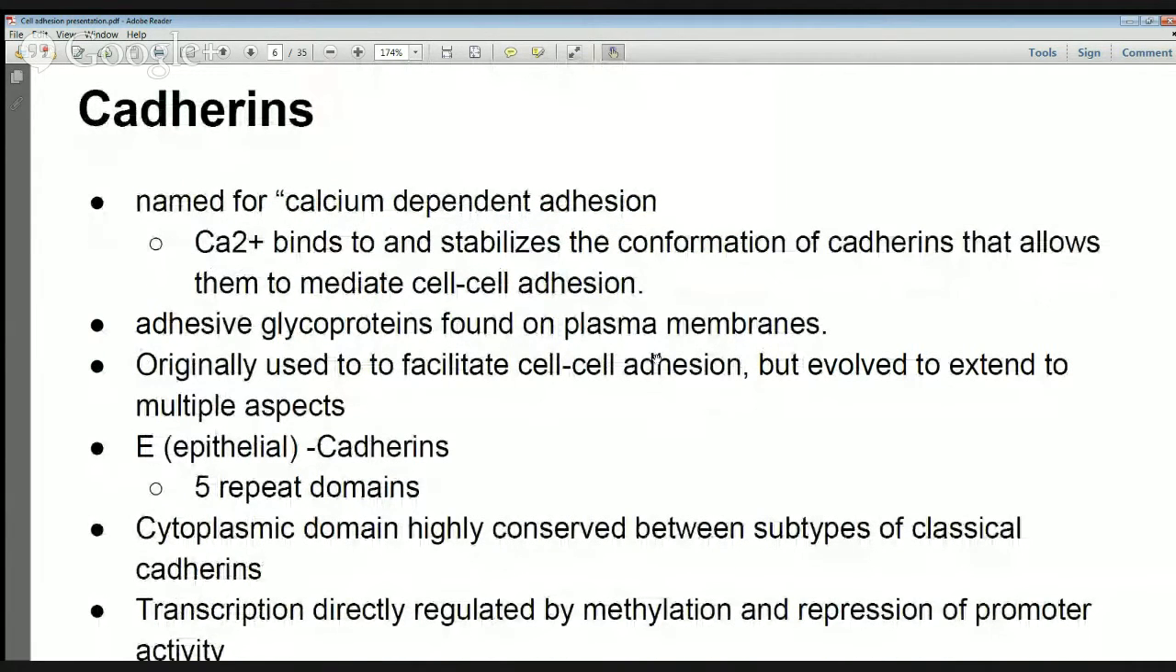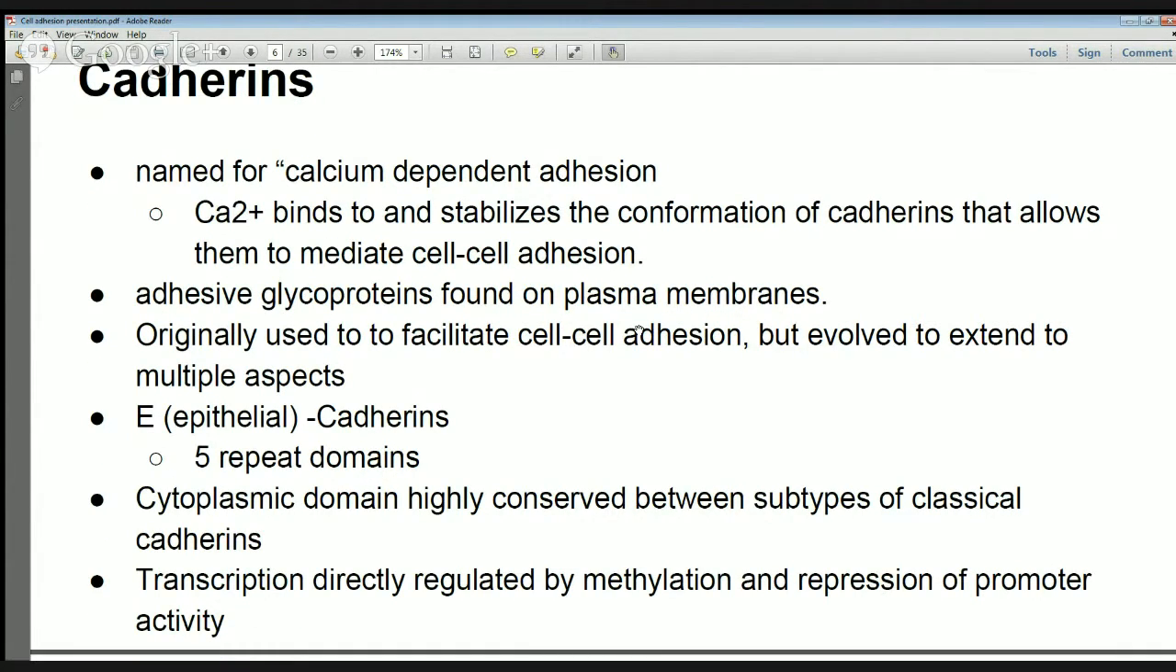Okay, cadherins are adhesive glycoproteins found on plasma membranes. They require calcium to function, and the calcium binds to and stabilizes the conformation of cadherins that allows them to mediate cell adhesion. One of the most important parts of cadherins is the E-cadherin. E stands for epithelial, and it consists of 5 repeat domains.